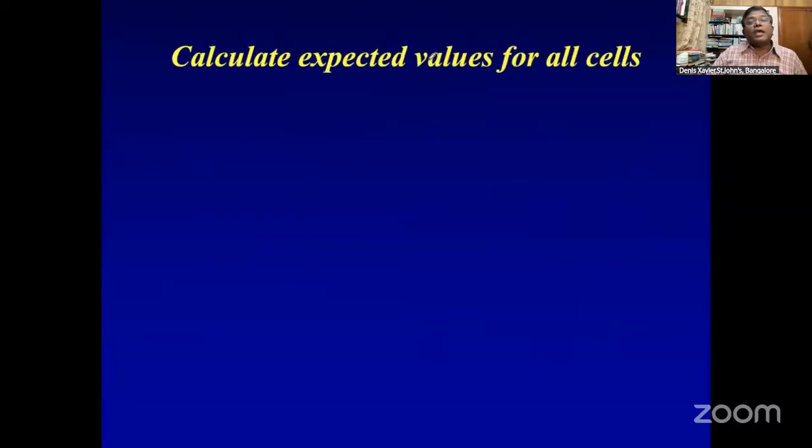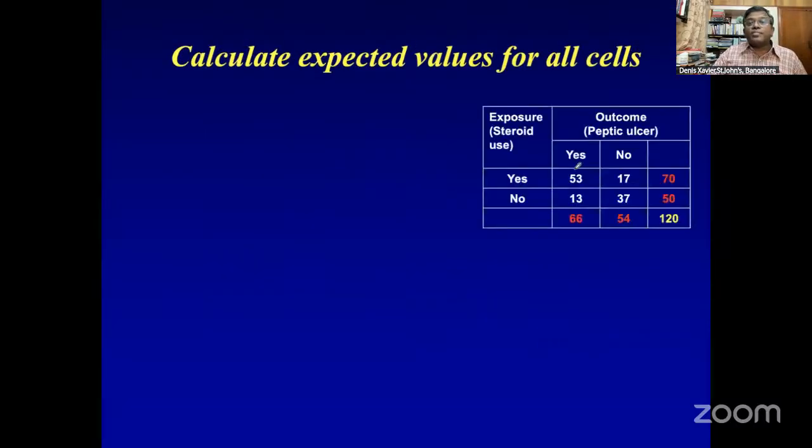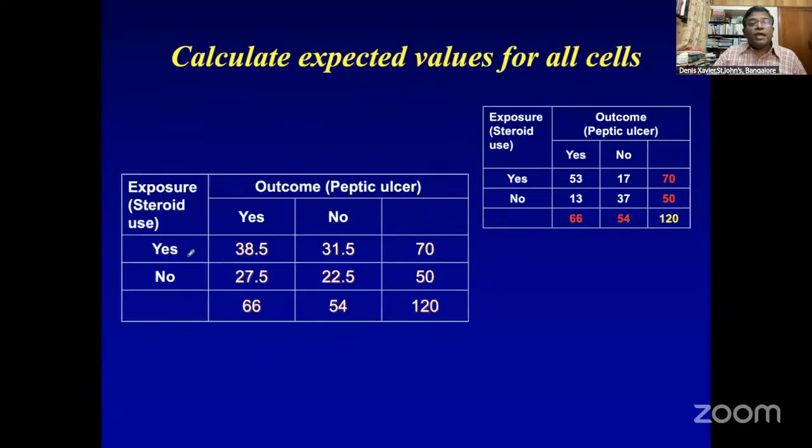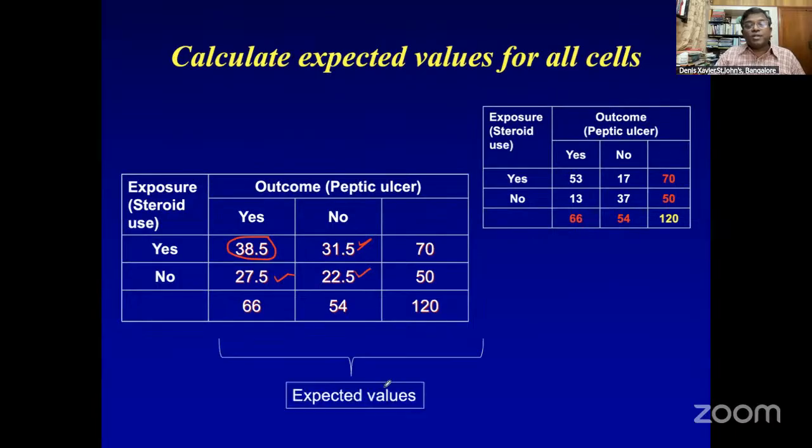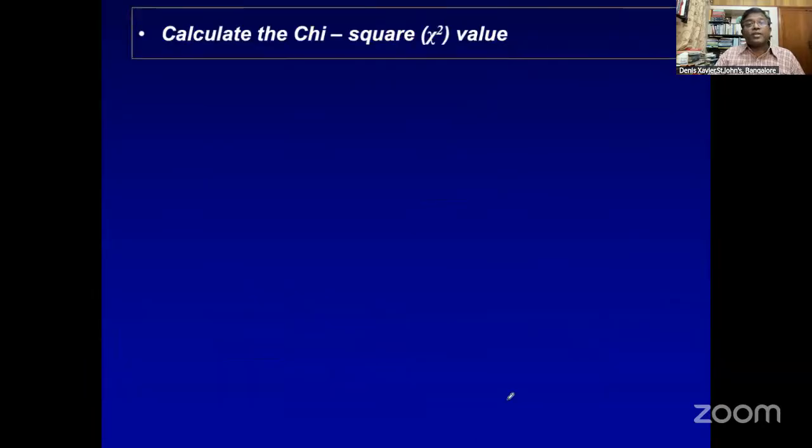Now we calculate the expected values for all the cells. So remember, this is the old table, and 38.5 is what we did in the previous slide. Similarly, we calculated for this and this and this. Now the formula for a chi-square test is quite simple. This is the expected value. These were the observed values.